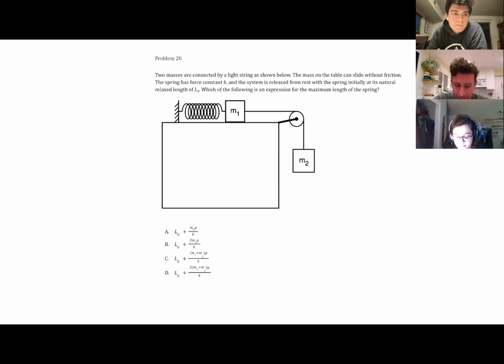Two masses are connected by a light string as shown below. The mass on the table can slide without friction. The spring has force constant K and the system is released from rest with the spring initially at its natural relaxed length of L sub 0. Which of the following is an expression for the maximum length of the spring? This is ugly. Okay, give it your best shot.